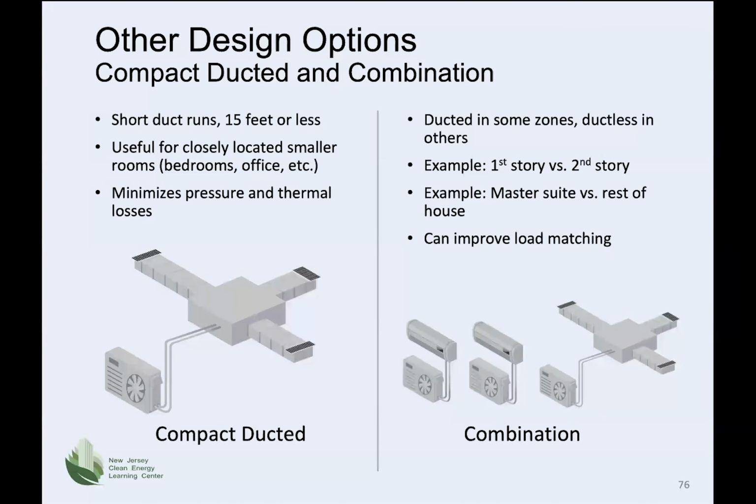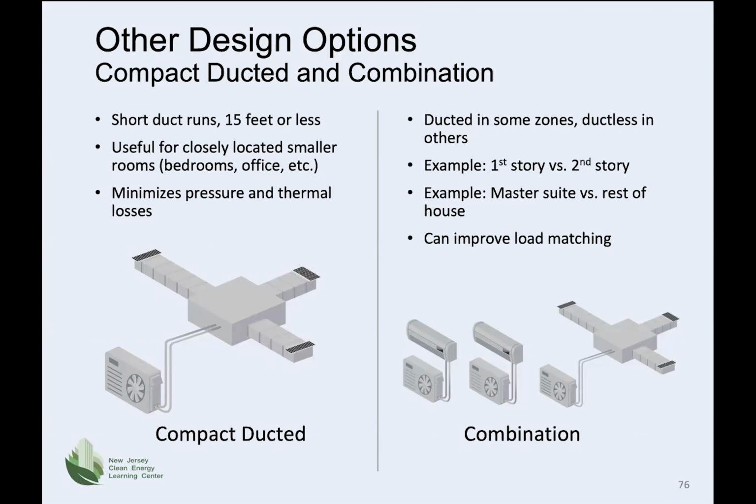Here's a situation where you could have a combination. You probably are best having a compact ducted system where you have short runs. And these are short duct runs of 15 feet or less, as opposed to, we're not talking about the refrigerant lines here. We're talking about the ducted system itself. And it's useful usually in situations where you have a cluster of smaller rooms together where they can be served by a mini ducted system.